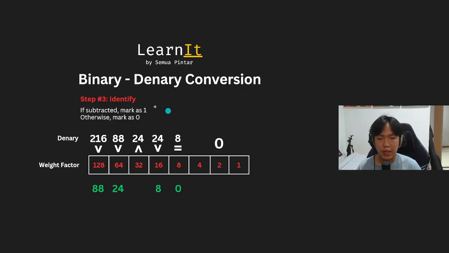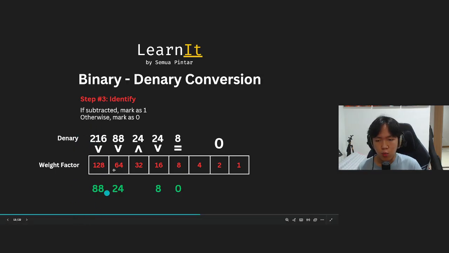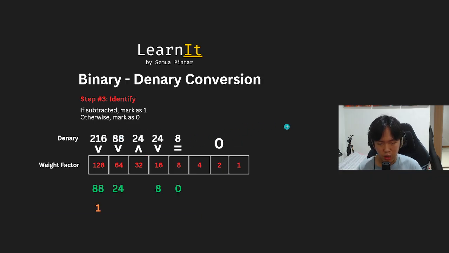That is where we identify. So if you're able to subtract, then you have to mark it as 1. And otherwise, you mark it as 0. So if we pay attention to the first digit here, we're able to subtract 216 by 128, and therefore we mark it as 1. The next one you can also subtract, so we mark it as 1 as well.